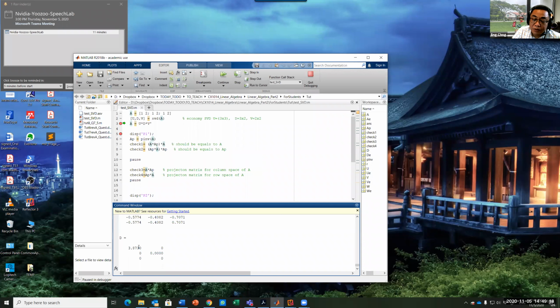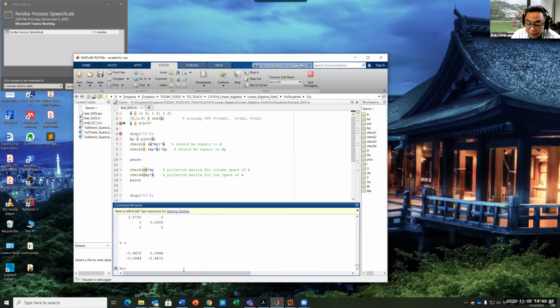Okay, we're counting the number of non-zero entries in D, there's only 1. So this is correct. And finally, V is a 2 by 2. Let's go down. Yep. So now let's play with the properties of U.